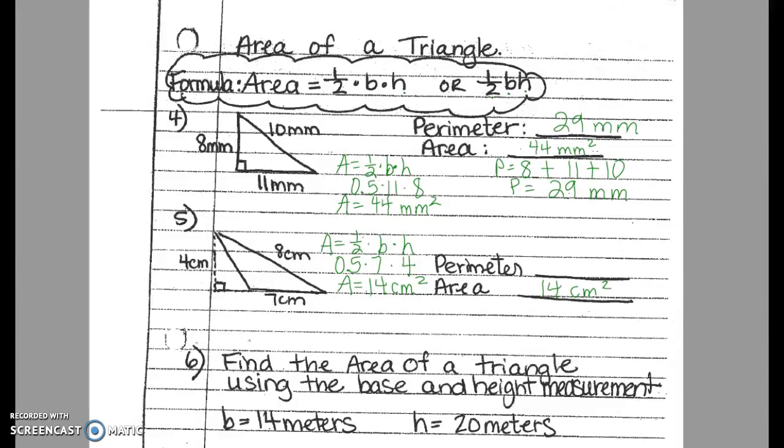Perimeter, what am I going to do? Add all the sides. Tell me the sides. 4, 7, and 8. 4 plus 7 plus 8. Add those up and tell me what the perimeter equals. 19. 19 what? Centimeters.